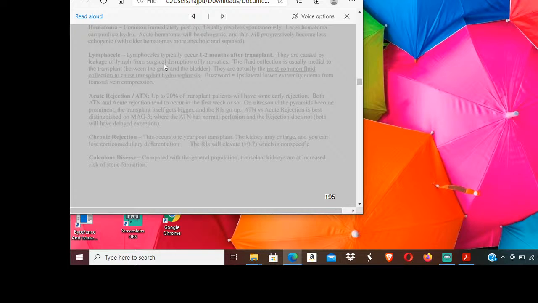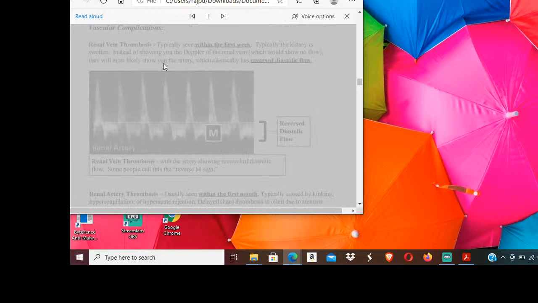Vascular complications. Renal vein thrombosis typically seen within the first week. Typically the kidney is swollen. Instead of showing you the Doppler of the renal vein, which would show no flow, they will most likely show you the artery, which classically has reversed diastolic flow. Renal vein thrombosis with the artery showing reversal of diastolic flow. Some people call this the reverse M sign.